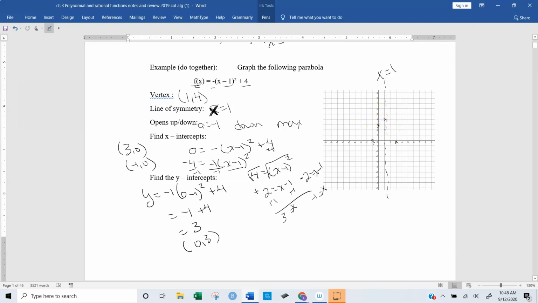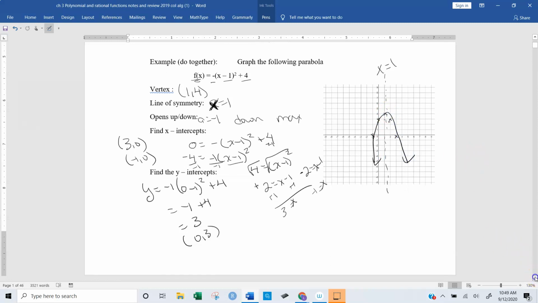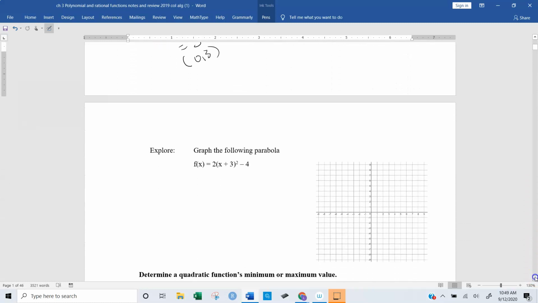Now we mirror that over my axis of symmetry. So I'm 1 away from my axis of symmetry. So I go 1 in the other direction across the axis of symmetry. Now I have my 5 points, and we sketch in our parabola. Isn't that pretty? All right, your turn. So pause and try yours.